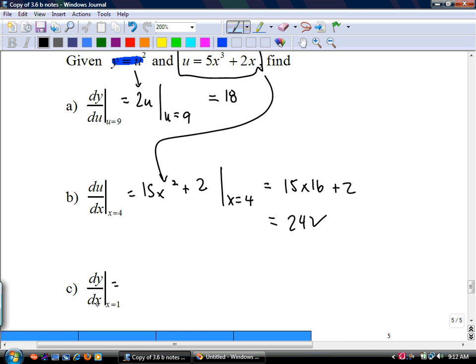Okay, so dy dx when x is 1. What I need to know here is, y depends on u: dy du times du dx. What's dy du? No, don't put the number in. Just 2u. What's du dx?